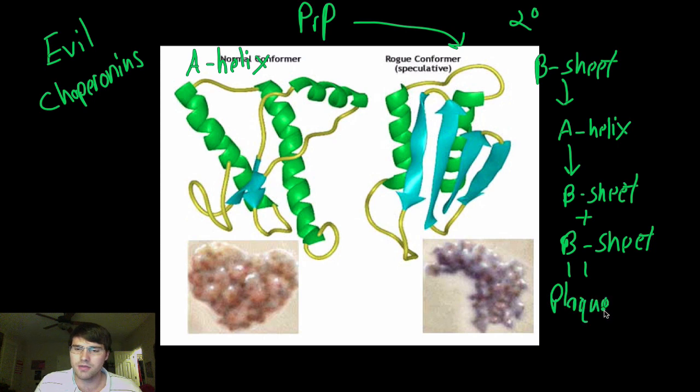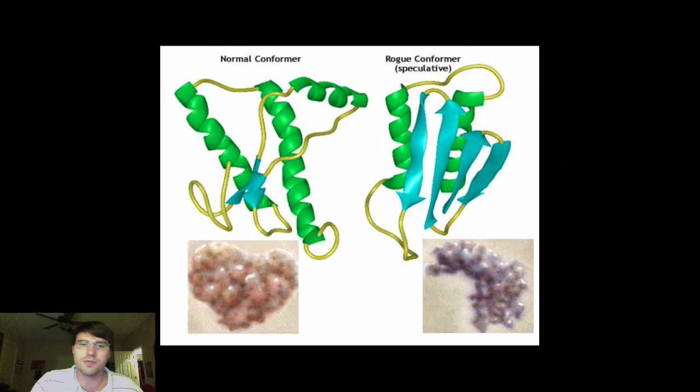Plaque inside the brain, and if you have a lot of non-functional proteins clumping together inside a neuron, then that neuron's not going to be able to do its job, and that's when you're going to start having a lot of the cognitive defects and pretty observable signs and symptoms.